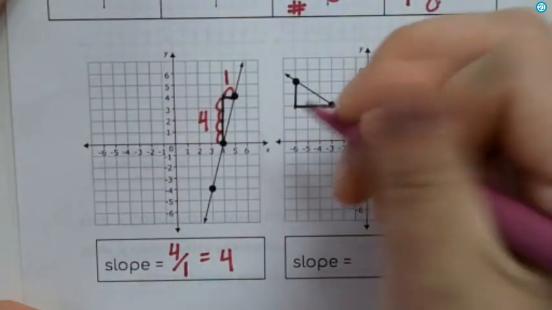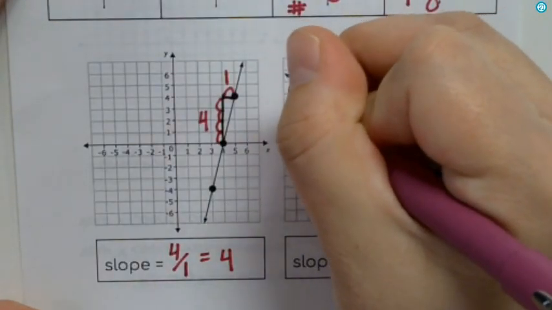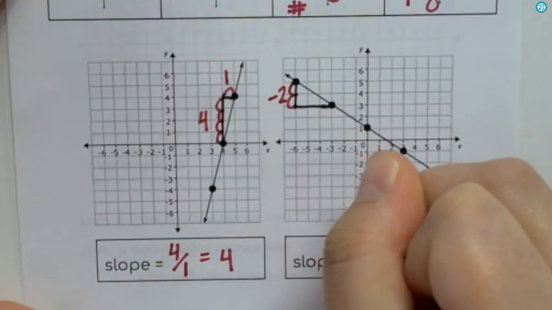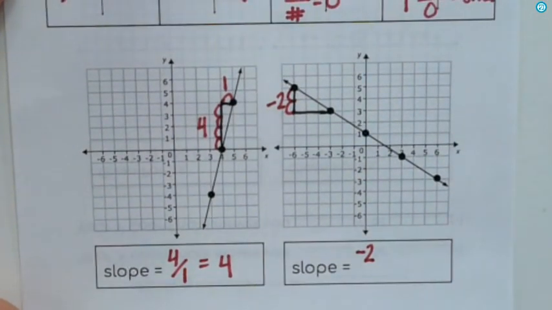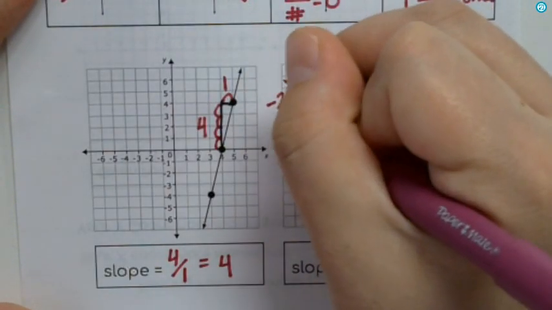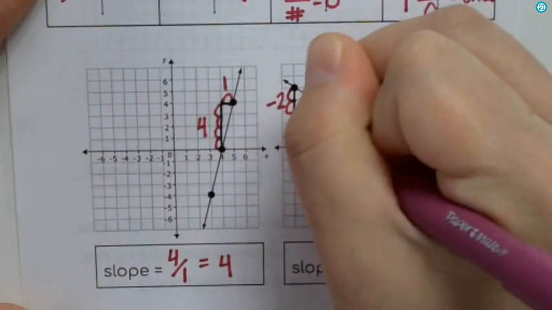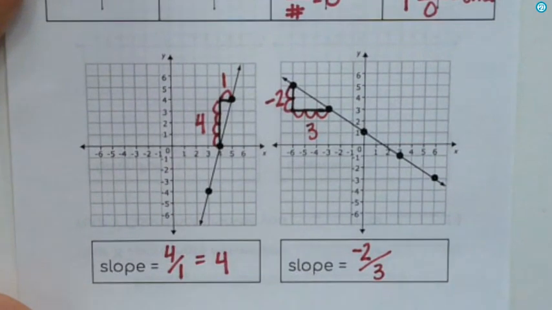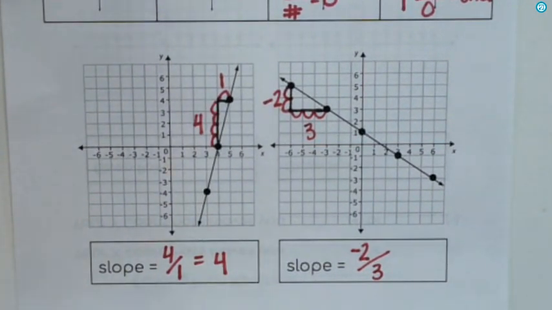So I'm going to count how far down I go. I go down 1, 2. So that means my rise is actually a fall. It's negative 2. So I go down 2. And then for my run, I go to the right 1, 2, 3. So down 2, over 3. And that cannot be reduced any, so I just leave it as is.